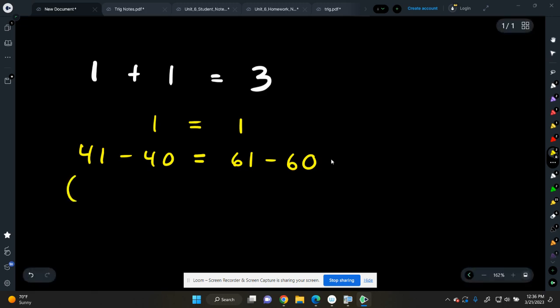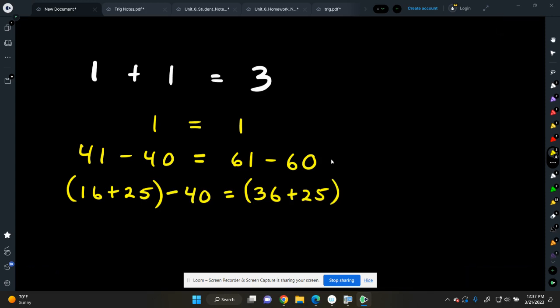So let me rewrite 41 as 16 plus 25. Anyone want to check that? Does 41 equal 16 plus 25? Okay, it does. Minus 40. And I'm going to rewrite 61 as 36 plus 25. Does that equal 61? Check it on your calculator. Don't just trust me, check it. It does, and then we're going to do minus 60.